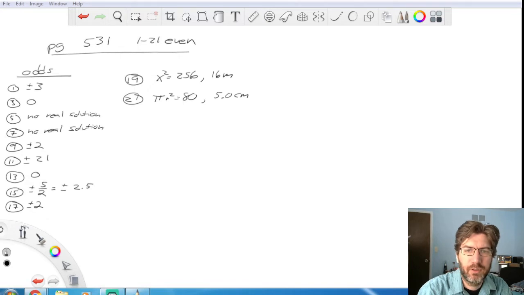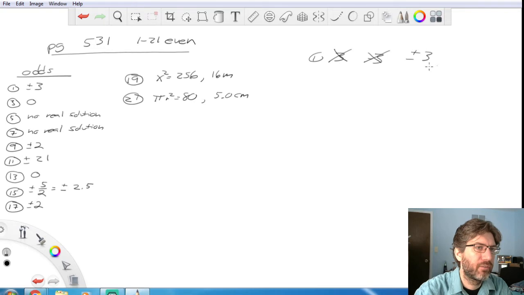Just looking through what you guys have turned in, make sure you're doing plus and minus if it has a square root. So like for number 1, if you wrote 3, that is incorrect. If you wrote -3, that is incorrect. You need both positive and negative 3. You could also write it as 3, -3 or -3, 3. Doesn't matter.